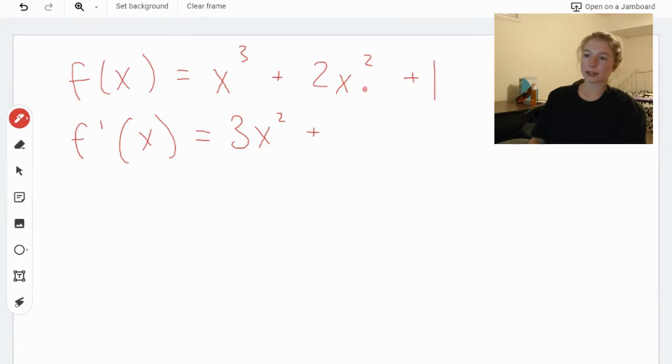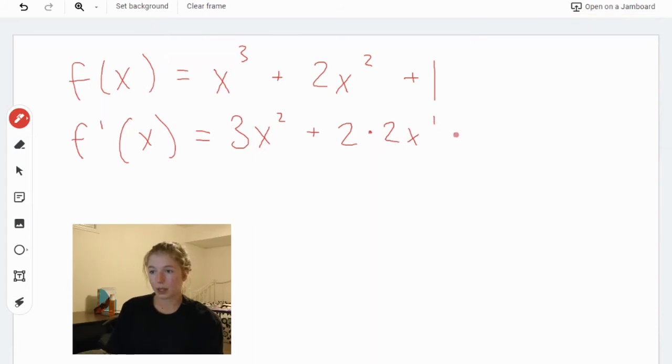Plus, let's take this next term, 2x squared. We're going to bring the exponent down and multiply x by it. So we'll get 2 times 2x to the power of 2 minus 1. So that's going to be to the power of 1. And then we have this constant on the end here.